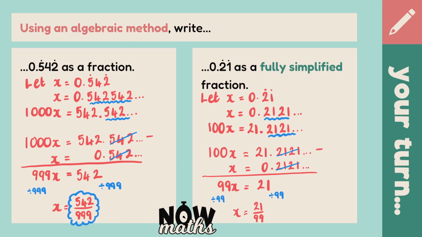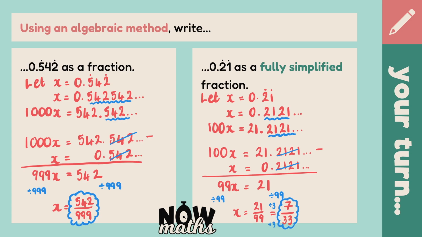This time it asks for a fully simplified fraction, so looking at 21/99ths, I can see that 21 and 99 have a common factor of 3. So let's divide by 3 and see what we get. If we divide 21 by 3, we get 7. And if we divide 99 by 3, we get 33. And since 7 is prime and 7 doesn't go into 33, 7 over 33 is our final fraction.